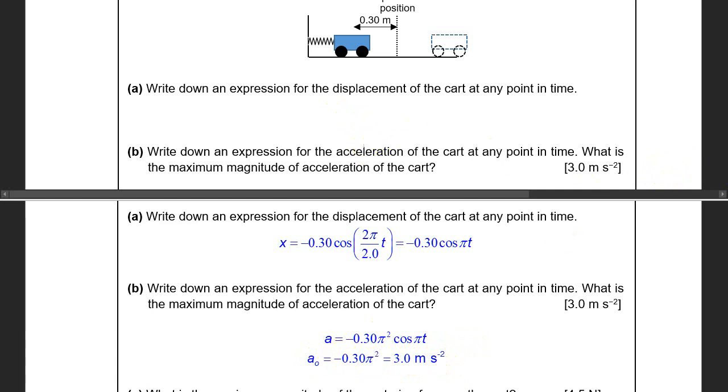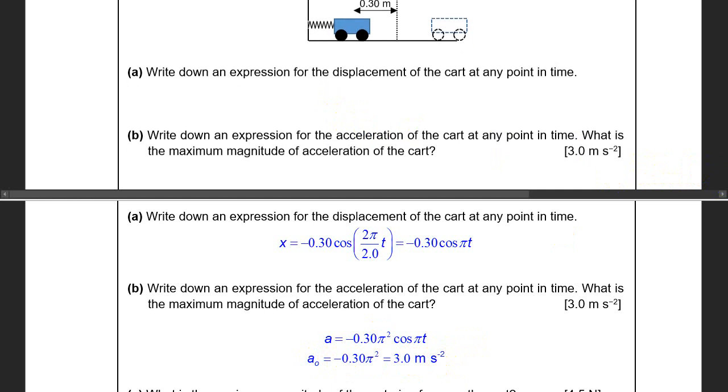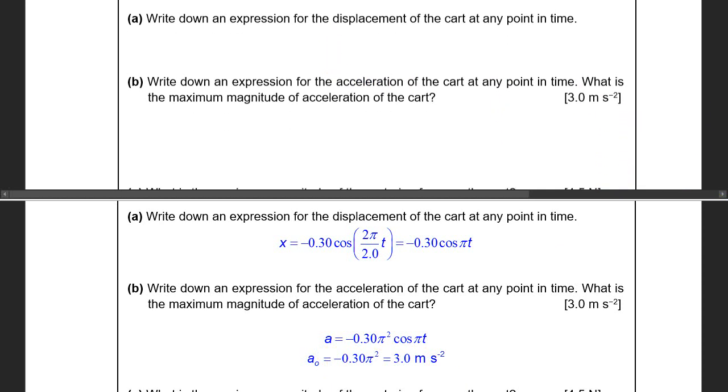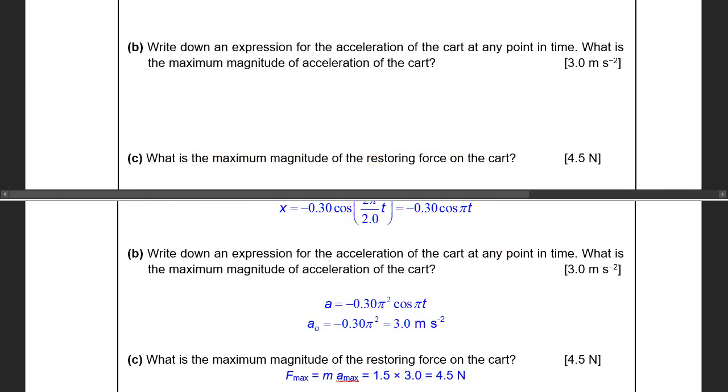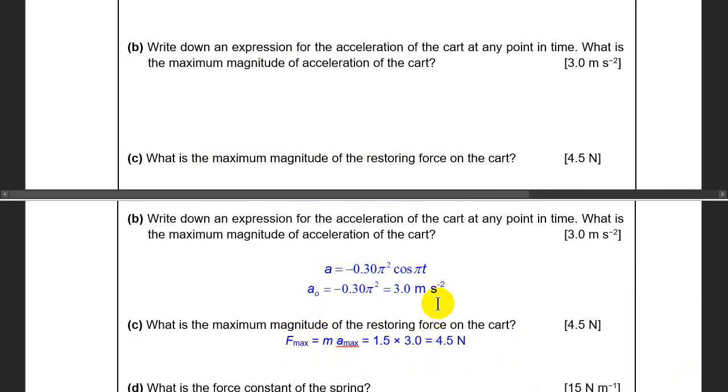Okay, part C. Okay, what's the part C question? Part C, what is the maximum magnitude of the restoring force? Restoring force is the net force. Part B just asked us to find the maximum acceleration. So from the maximum acceleration, how do we find the maximum net force? Well, we just use Newton's second law, F equals ma. Okay, we use the a from the previous part, and that will give us the maximum force. Okay, so that's part C.